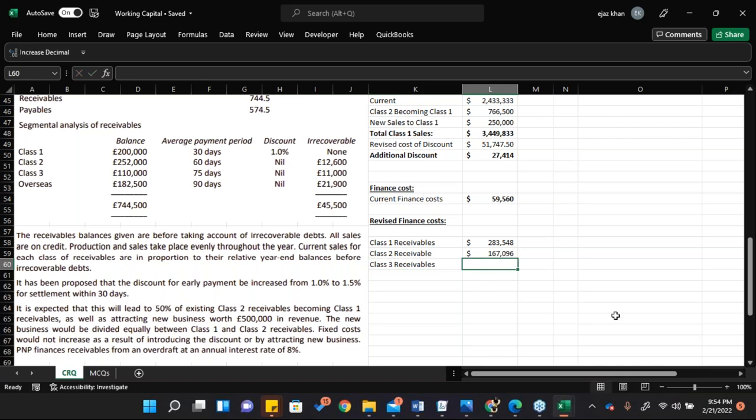Now, is there any change to class 3 receivable because of this policy? Is there any change to class 3 receivables? So class 3 receivables won't change. It will remain the same as it was, 110,000. And similarly, the overseas sales receivable figure will remain the same, 182,500. So now the total revised account receivable figure will be 743,144.